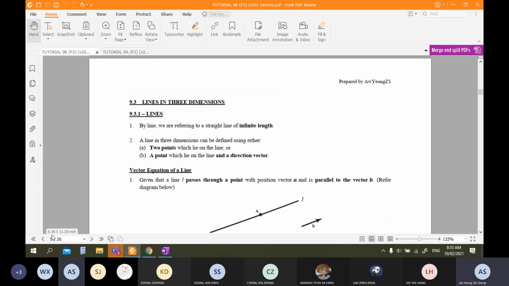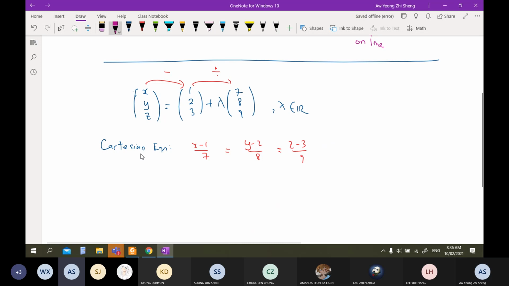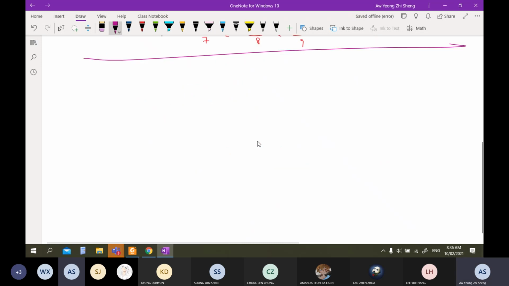Right, then recall this part on projection. Right, now that we have already learned the vector equation of a line, then we can now understand projection better. Okay. Right, projection, the intuitive idea is a shadow, right?